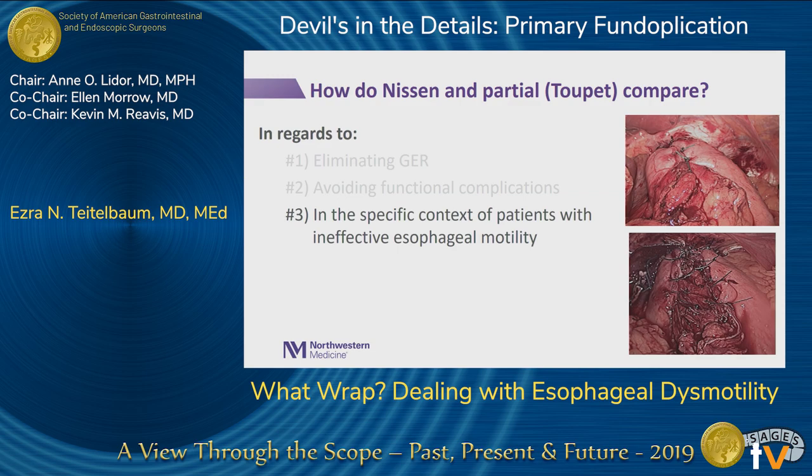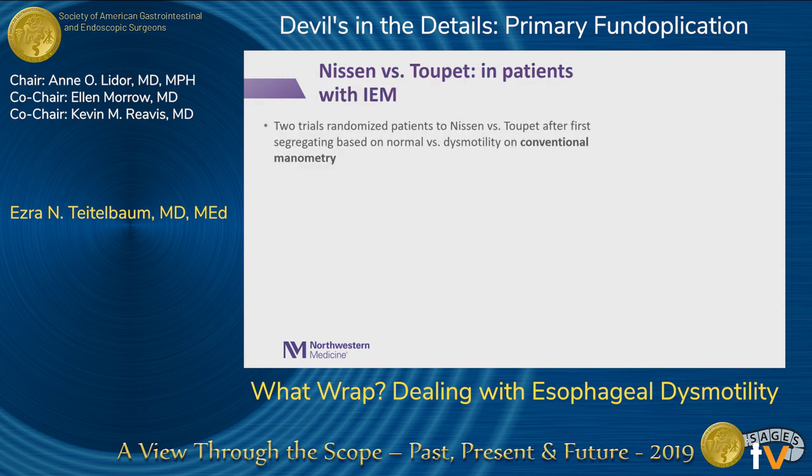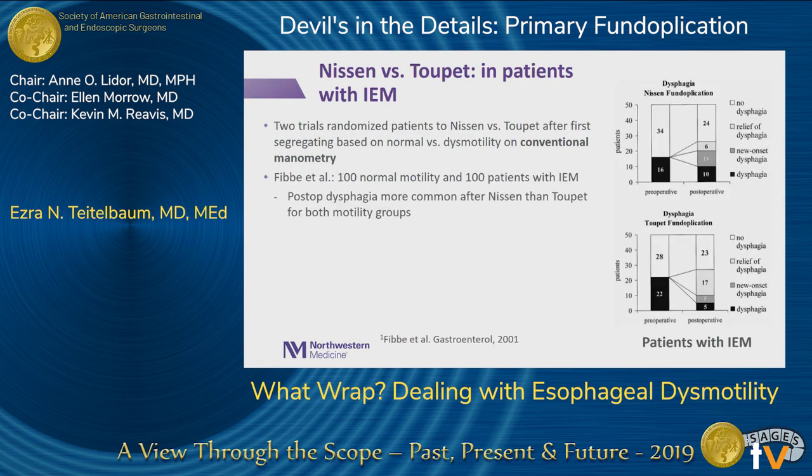So how about in the specific context of patients with IEM? There's been two randomized trials that tried to address this issue. Both were done with conventional manometry, and they first segregated patients into ineffective motility and normal motility, and then within each group, they randomized them to either Nissen or toupee. The first had 100 of each group and showed that post-op dysphagia was more common after Nissen than after toupee, and this was true in both groups, both the normal motility and the IEM groups.